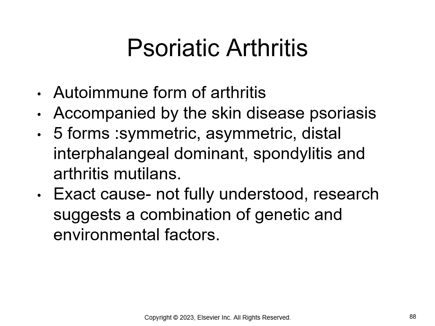Psoriatic arthritis is an autoimmune form of arthritis that is accompanied by the skin disease psoriasis. There are 5 forms of this disease defined primarily by the areas affected and the severity. So we have symmetric, asymmetric, distal interphalangeal dominant, spondylitis, and arthritis mutilans. The exact cause is not fully understood, but research suggests genetics and other environmental factors.